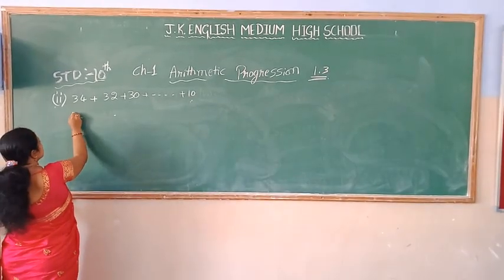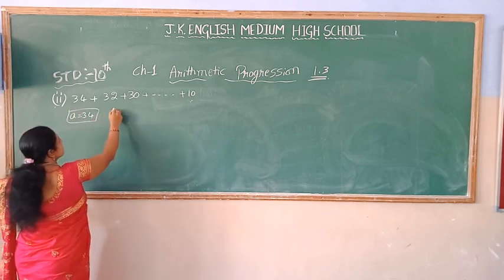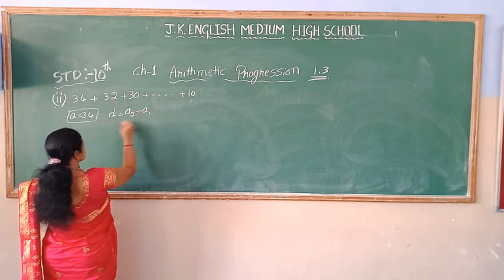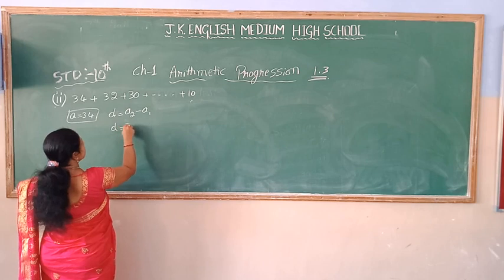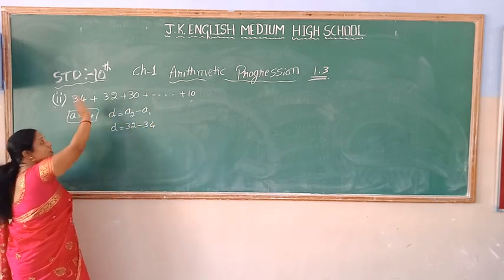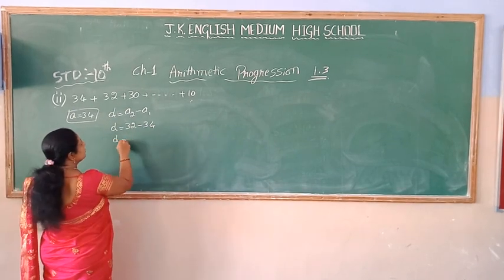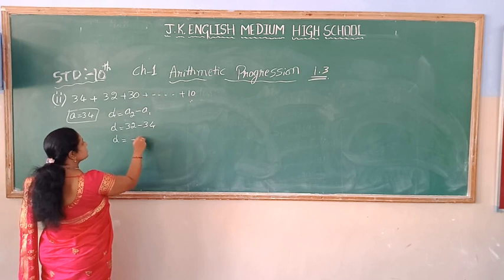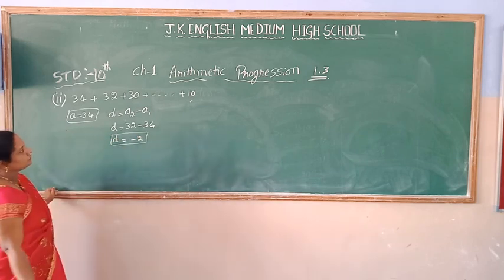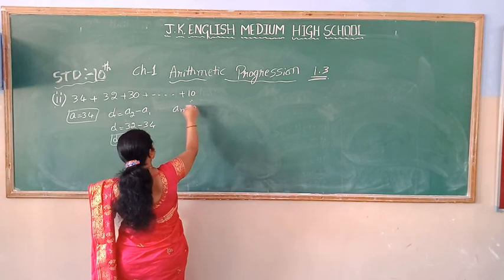Same method also. The first term, you come to know, is the a value 34, and the d value I can find from the second term. If I subtract the first term, then I get the d value, that is 32 minus 34. Be careful, from the second term you have to subtract the first term. So when you subtract, you will get 32 minus 34 is minus 2. Then I know the value of An is equal to 10.